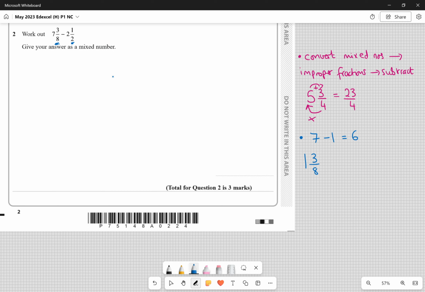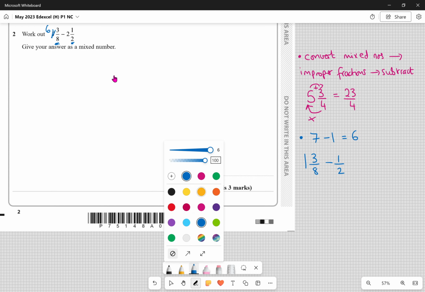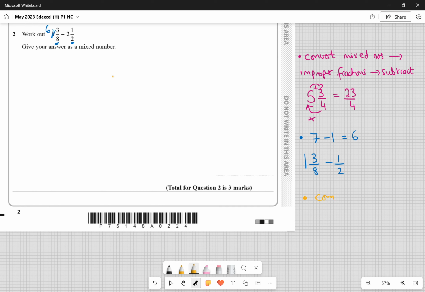So if we've taken 1 away from the 7, now we only have 6. So instead of 7 take away 2, it'll be 6 take away 2. So we have the 1 3/8, and we're still going to take away the half from that. I've shown you how to convert a mixed number into an improper fraction. Remember that in both cases, you're going to need a common denominator when you're subtracting or adding fractions. Don't forget, you're going to need a common denominator.